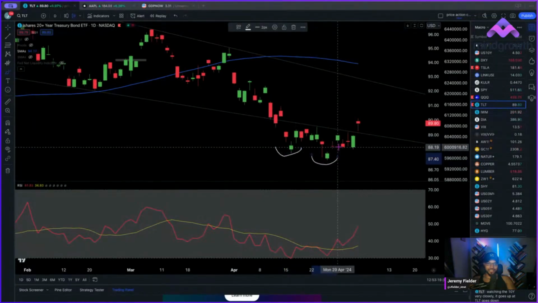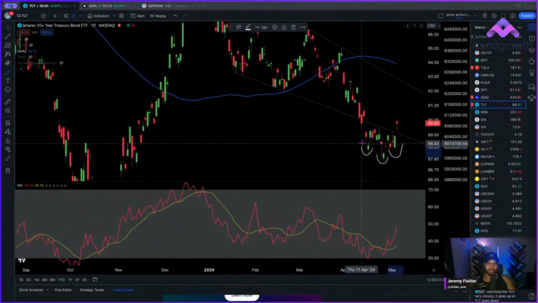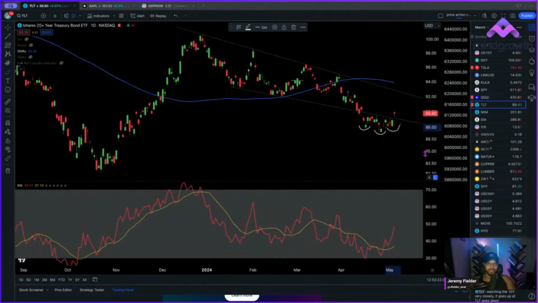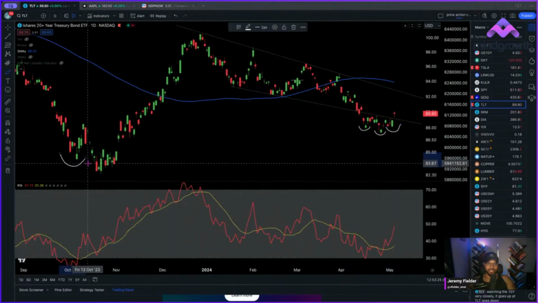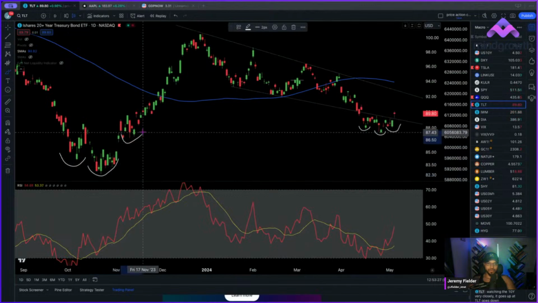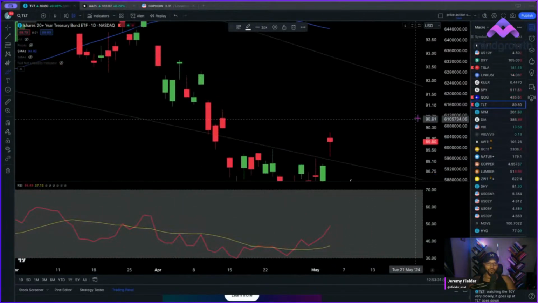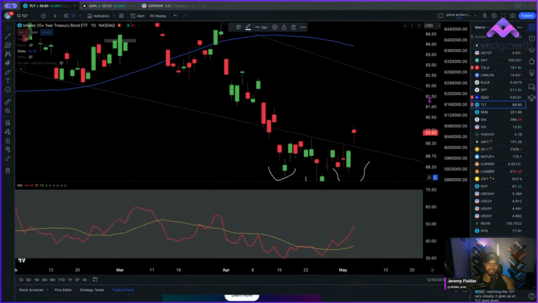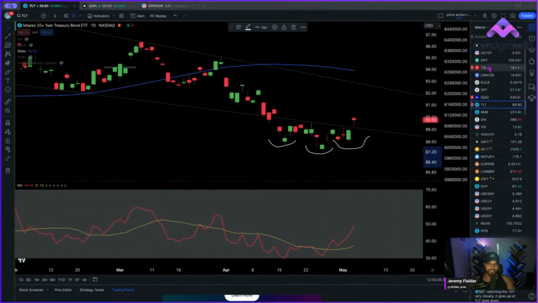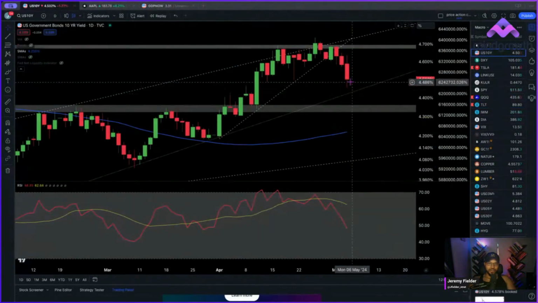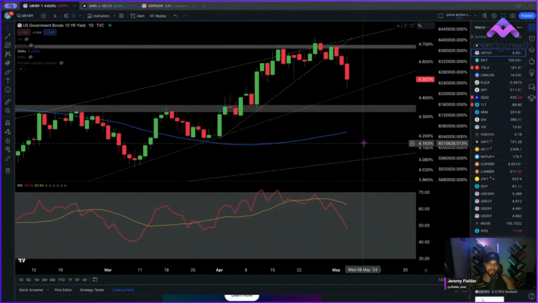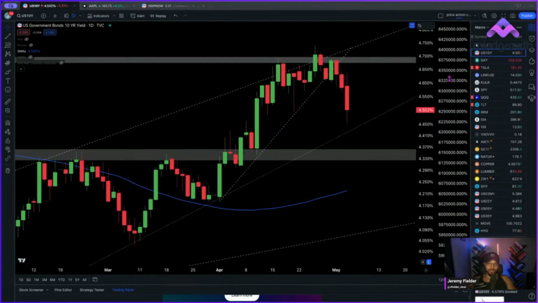I remember seeing this probably 3 months ago. I think it was back here. We had the same thing. Maybe it wasn't that clean, but you had a reverse head and shoulders. And when bonds rip, interest rates come down. Simple as that. If interest rates come down, forward-looking earnings are going to be higher because the cost of capital is lower, so you have more earnings.